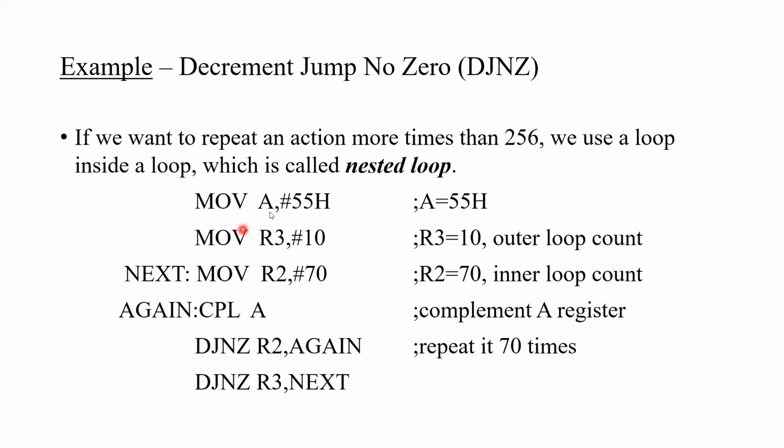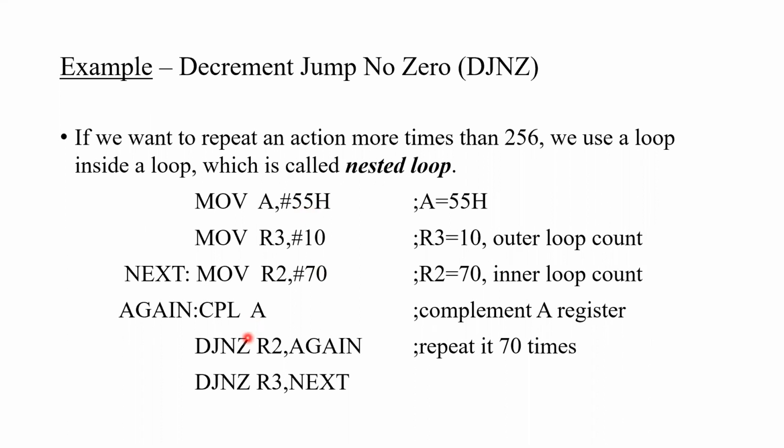What we do is move A comma #55H, so that the accumulator has a value of 55H. Move R3 comma #10, so R3 has a value of 10. Next, move R2 comma #70. I have given 70 as decimal, and 10 is again decimal. Now CPL A complements the contents of the accumulator. Before it was 55, and we complement that value and store it into the accumulator.